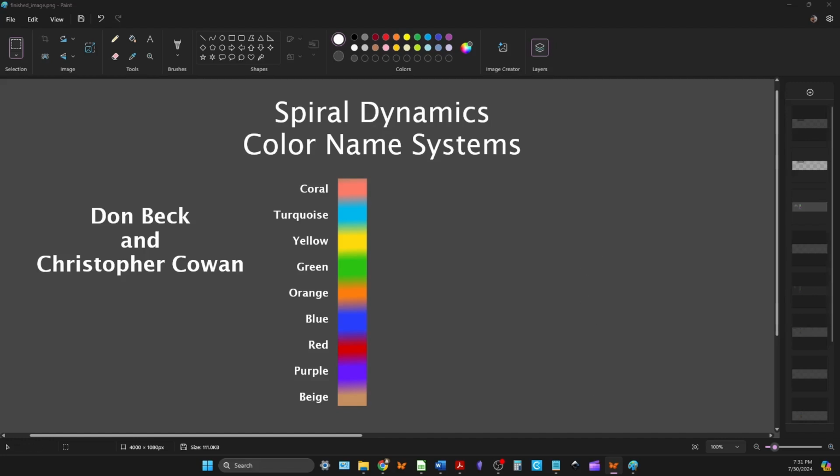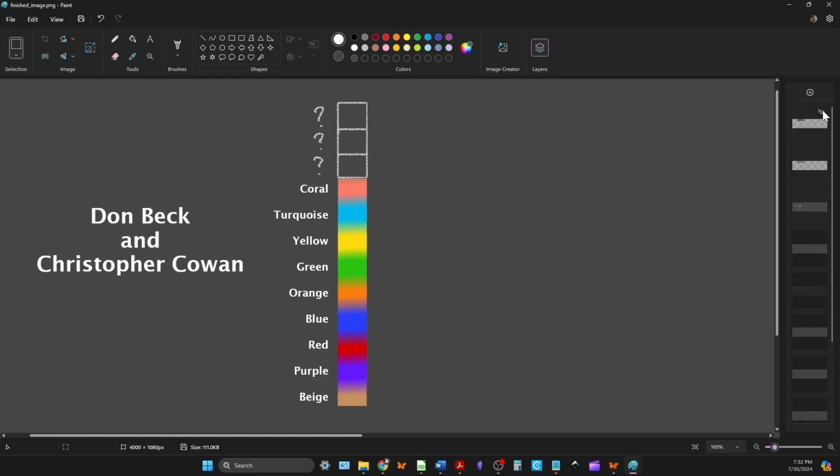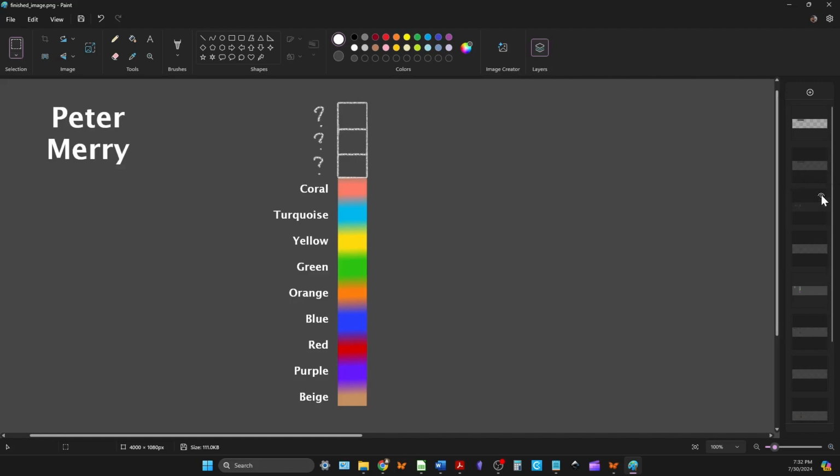Graves, Beck, and Cohen all theorized that there were more stages after coral, but they didn't name them or describe them, stating perfectly validly, I think, that they didn't have enough data. Then Peter Marey used teal as the name for the stage after coral, and he referred to the last two colors as orange 2 and green 2, respectively.